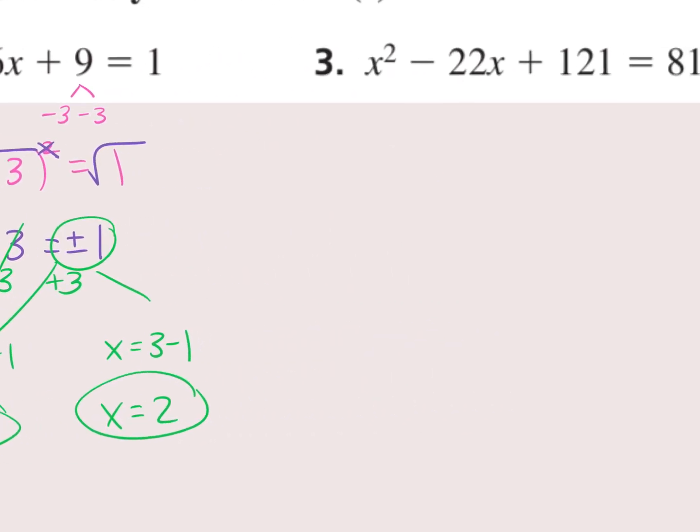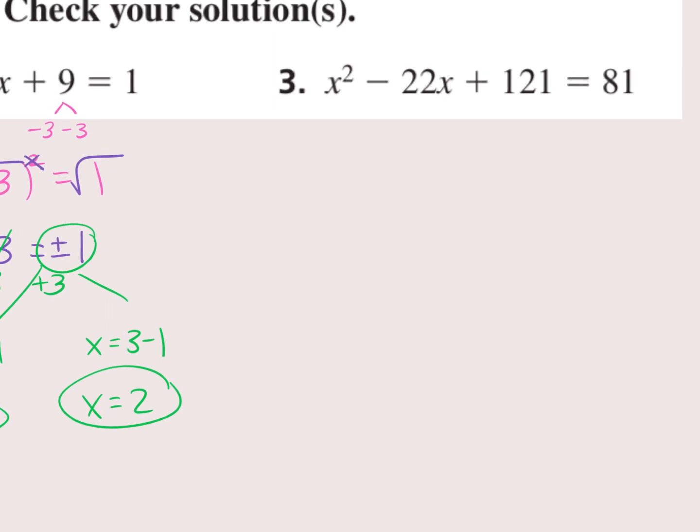All right, let's do 3. What are two factors of 121 that add to negative 22? Negative 11 and negative 11. So what would this factor into? X minus 11 squared equals 81. What do we do next?